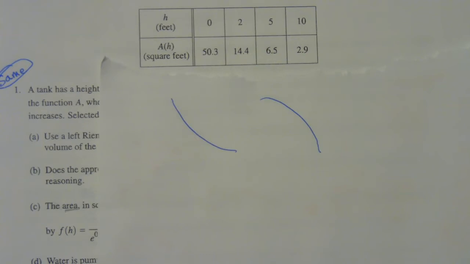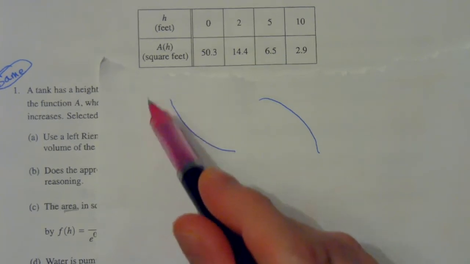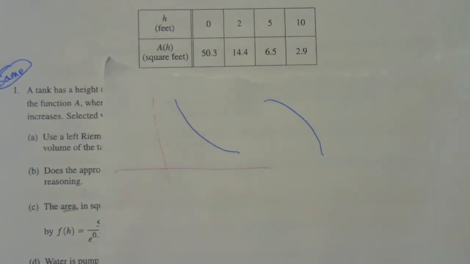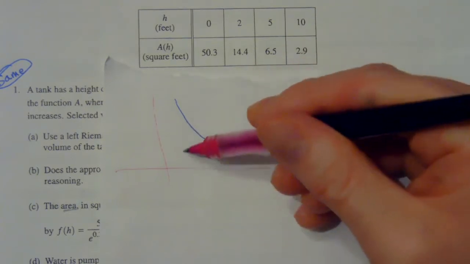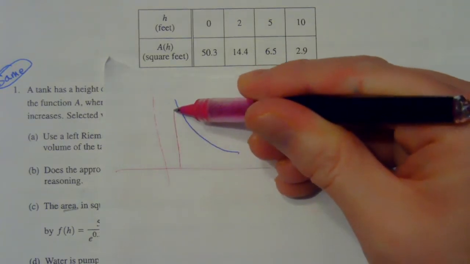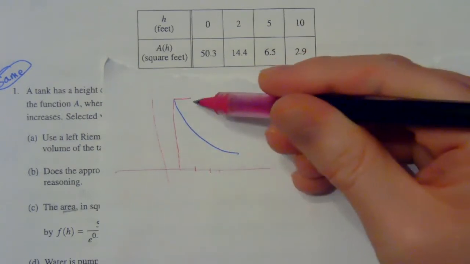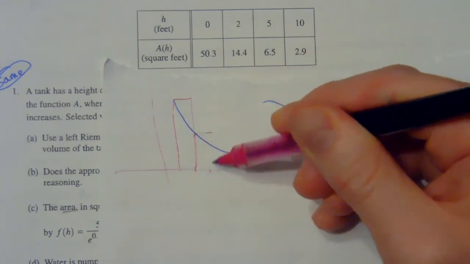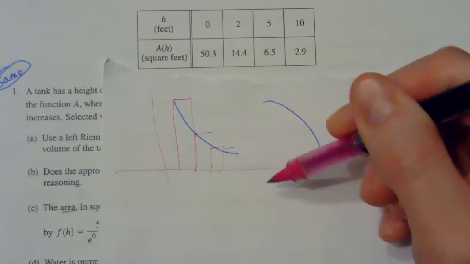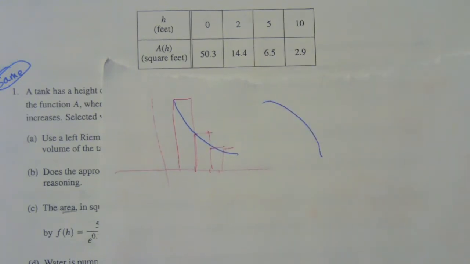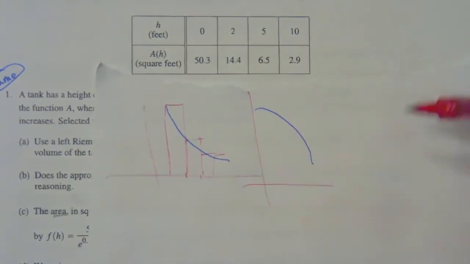Now, if I do a left Riemann sum, that means you start at the left side of this interval. So you would start here and you would go up to the curve, and then that's where you would draw the height of your rectangle over. And then you go up to the curve, draw the height over, up to the curve, draw the height over, up to the curve, draw the height over, and then see how those rectangles are above the curve. Even if it's concave down, it doesn't matter.